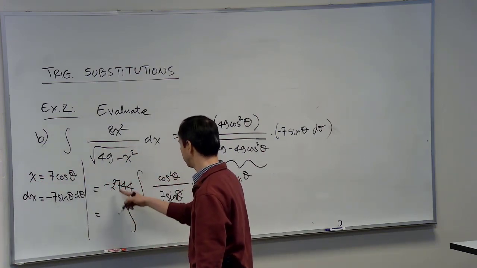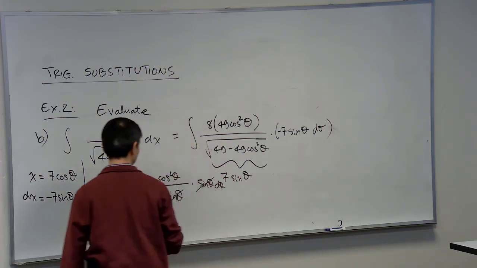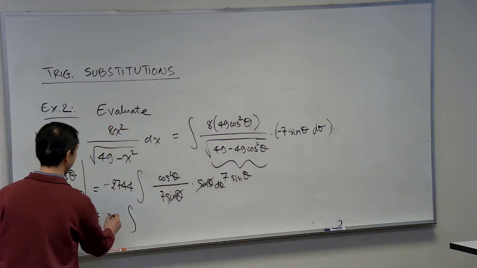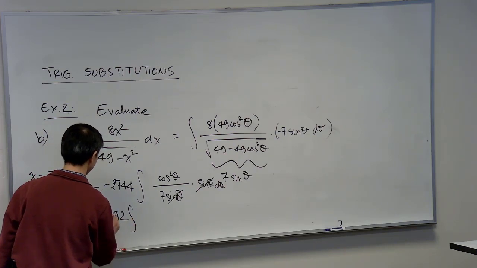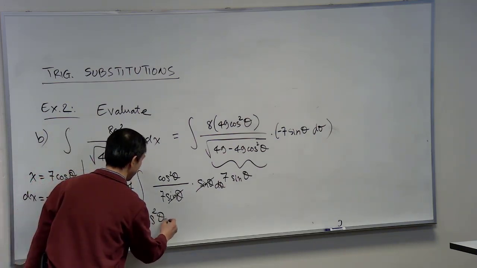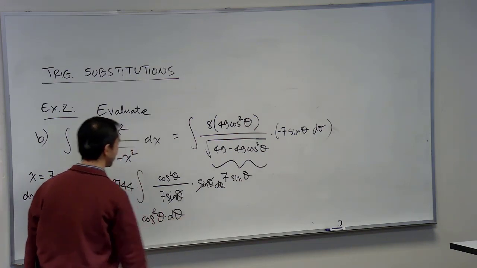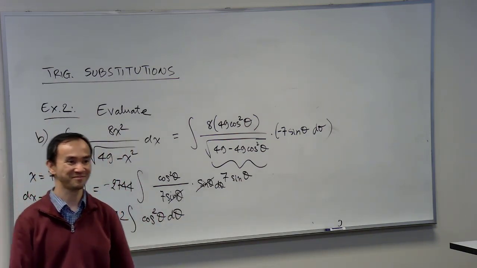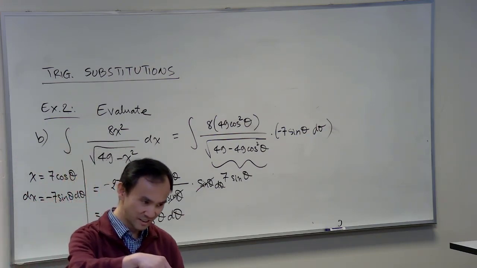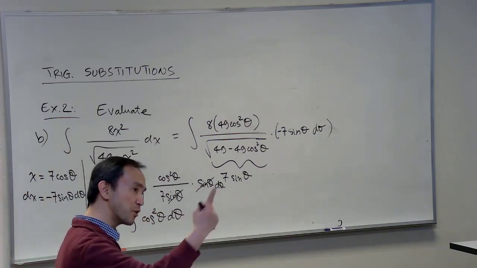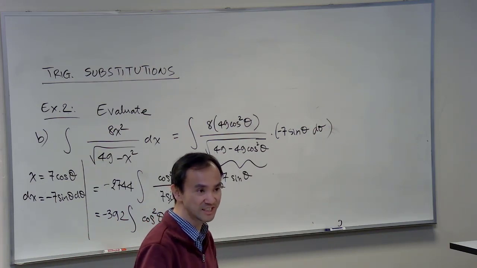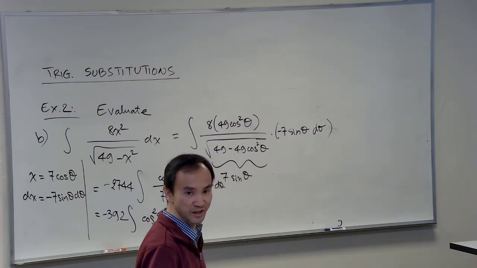So what's 8 times 49? Just 8 times 49. 392. 392, right? There you go. So negative. Now we've got cosine squared theta d theta. Now we're going to use double angle and all that, right? So the point now is that doing trig substitution, we're going to bring our problem into a trig integral, and then we use the trig integral technique that we've learned previously to handle the problem.